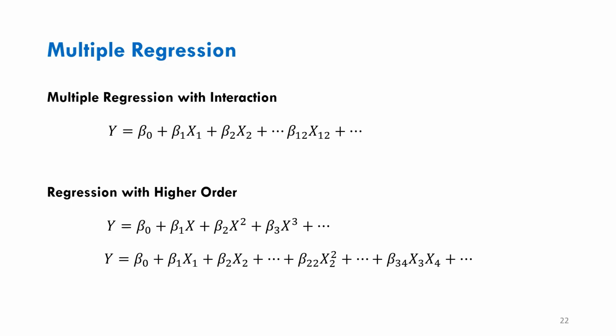We can increase the power for our simple model and it will be non-linear, and it can be beta 2 times x squared, beta 3 times x cubed. However, for multiple non-linear model, if we take the square of x2, we have to write beta subscript 2 2. Similarly, if we take the power 3, we have to write beta 2 2 2, that is 3 times.